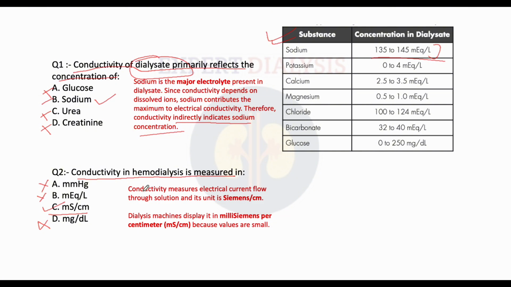Now there is a catch. Conductivity measures electric current flow through solution. Its unit is Siemens per centimeter in actual, but because in dialysis this value is very low, we measure it as millisiemens per centimeter. So whenever they ask you in the context of dialysis, you have to answer millisiemens per centimeter.